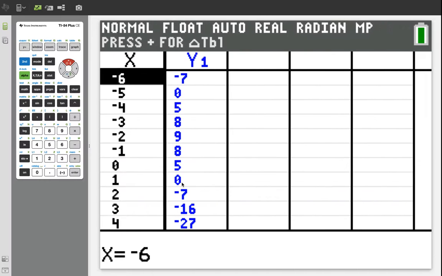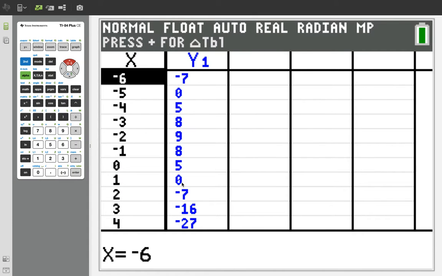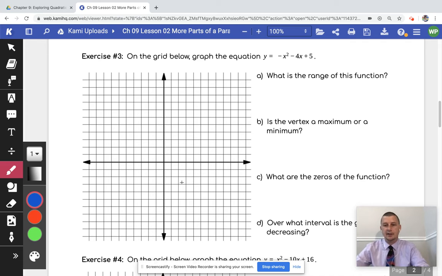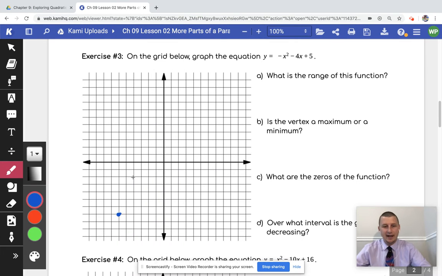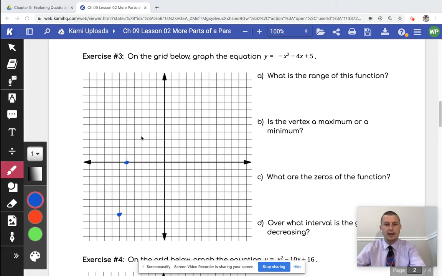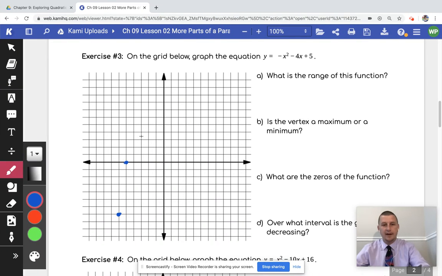So the first one that I see that fits is probably going to be that negative 6, negative 7. So I'm going to go to negative 6, then down 1, 2, 3, 4, 5, 6, 7. That's negative 6, negative 7. And then my next point is going to be negative 5, 0. Then I'll have negative 4, 5.